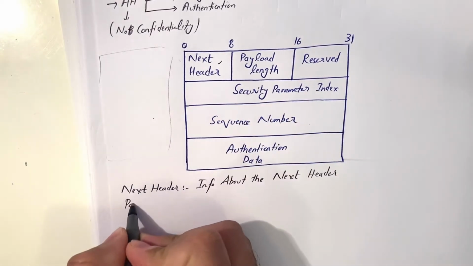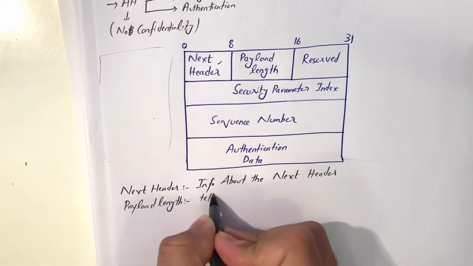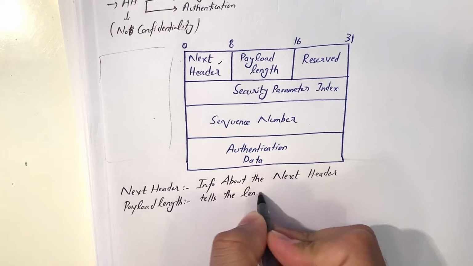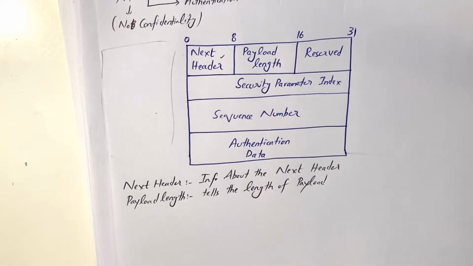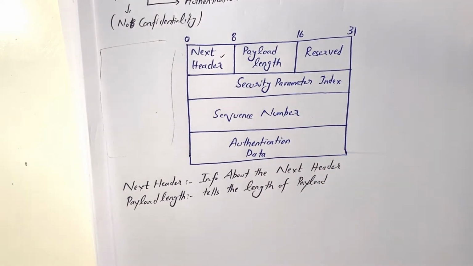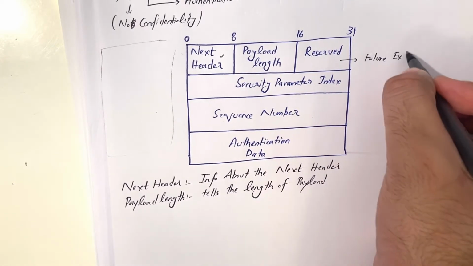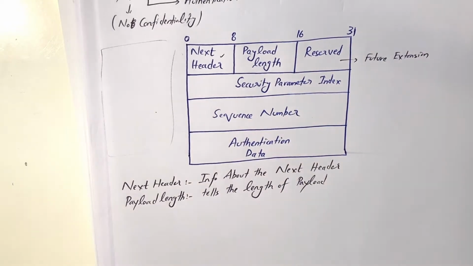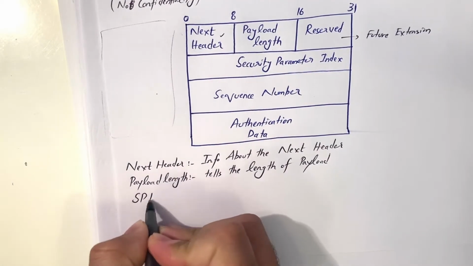Next is the payload length. As the name suggests, payload is basically our data, the data to be transmitted, and this field tells the length of the payload. Next is the reserved field. As you already know, the reserved field is not used. It's for future extension. If anything new, for example new fields, needs to be introduced, we will put it here. Next is the SPI, the security parameter index.